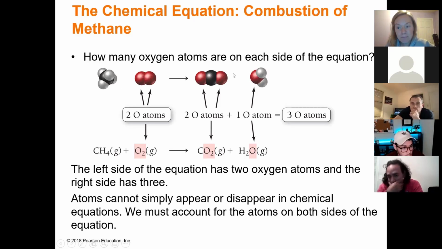Just like you can't make 10 cakes with 1 cup of flour. You've got to have enough flour to do it. So there is a missing oxygen here.